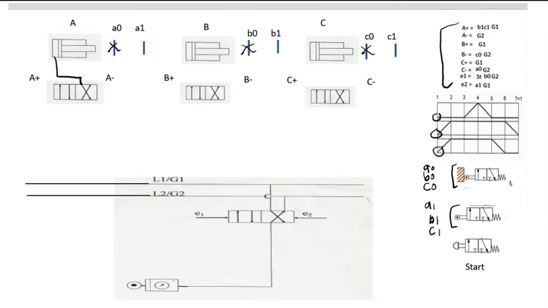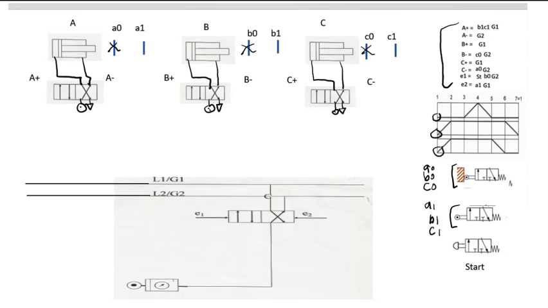So for cylinder A, we're going to do the right side because it starts at A0. So the power source and the exhaust. For cylinder B, we're going to use the right side also because it starts at B0. So we have the power source and the exhaust. And also for cylinder C, we're going to start at the right side also because it starts at C0. So we have the power source and we have the exhaust.